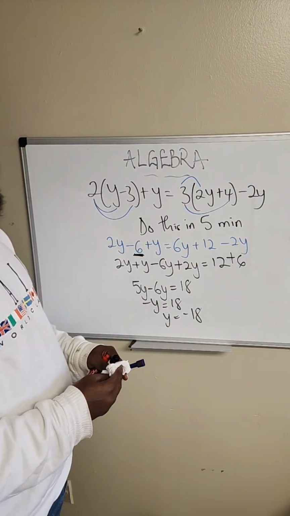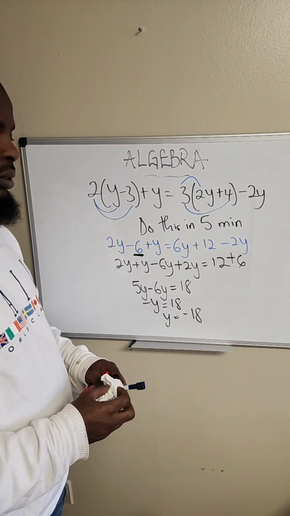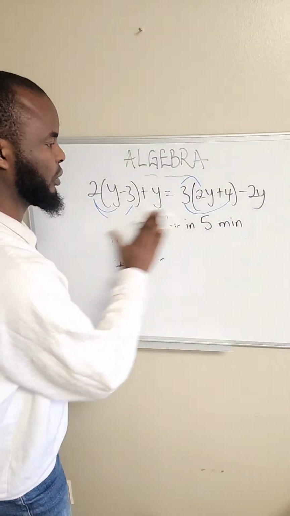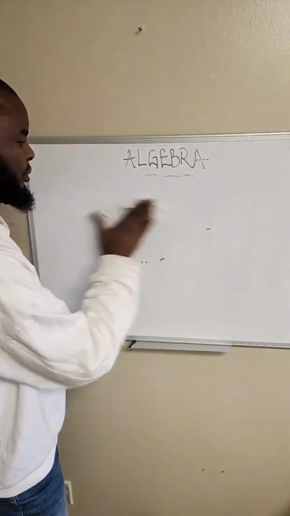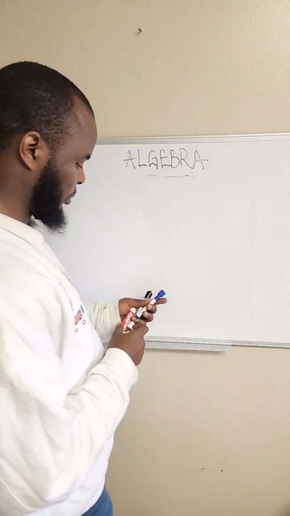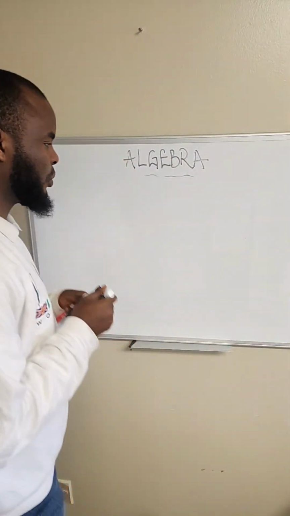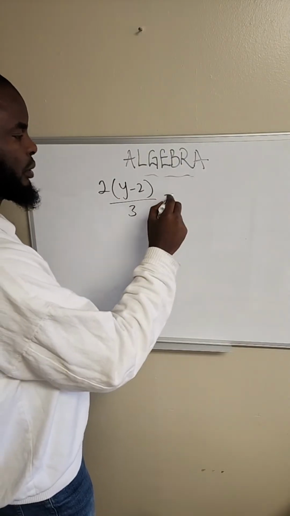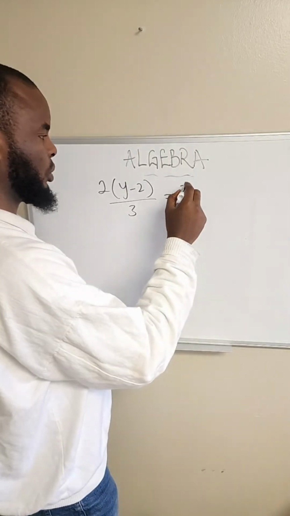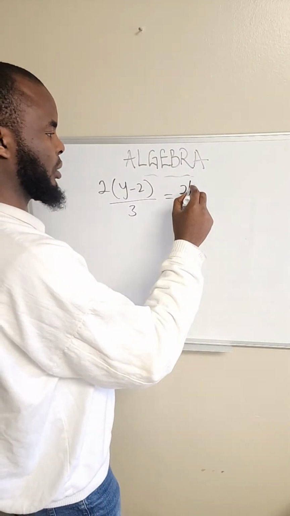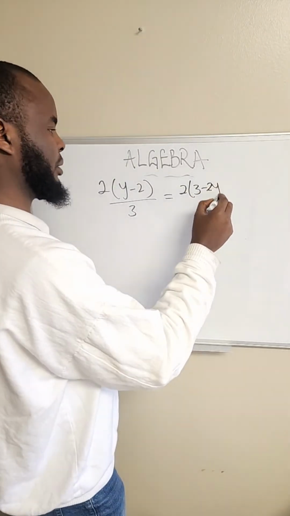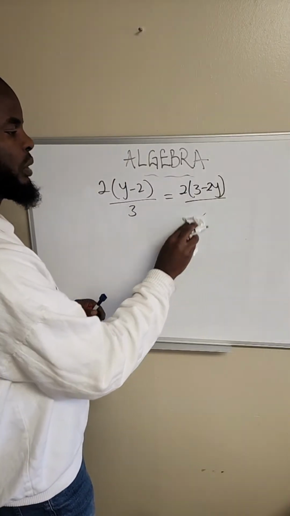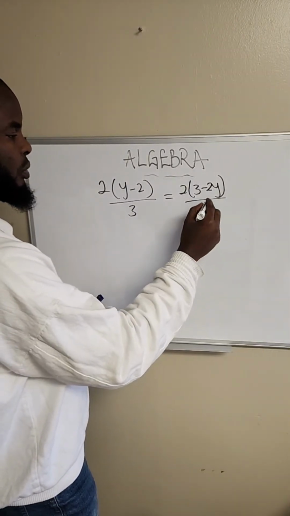Next, I'm going to teach you algebraic fractions. Now, in that, we have 2 into parentheses y minus 2 over 3 equals 2 into bracket 3 minus 2y over 2. Don't even let me use over 2. Let's use over 4. Over 5.